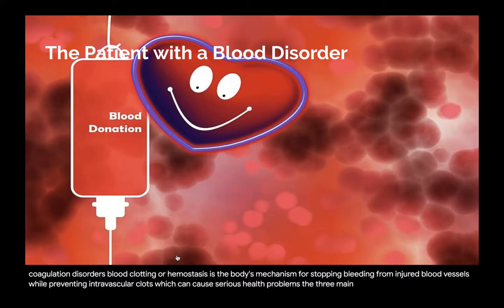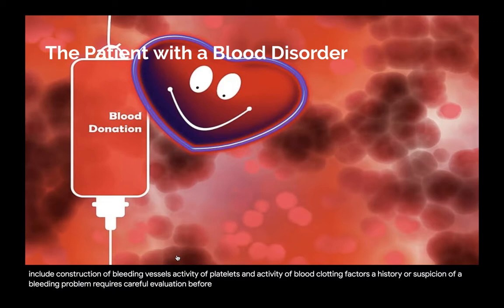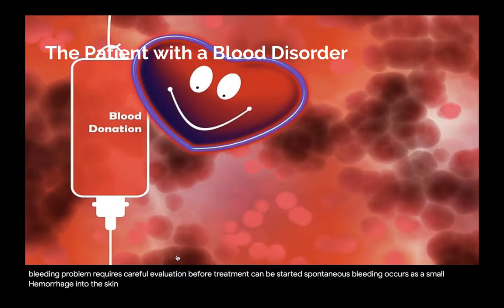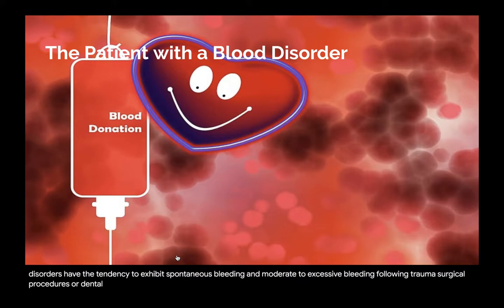The three main processes of blood clotting include constriction of bleeding vessels, activity of platelets, and activity of blood clotting factors. A history or suspicion of a bleeding problem requires careful evaluation before treatment can be started. Spontaneous bleeding occurs as a small hemorrhage into the skin, mucous membrane, and other tissues, and appears as petechiae or purpura. People with bleeding disorders have the tendency to exhibit spontaneous bleeding and moderate to excessive bleeding following trauma, surgical procedures, or dental hygiene therapy, including non-surgical instrumentation.